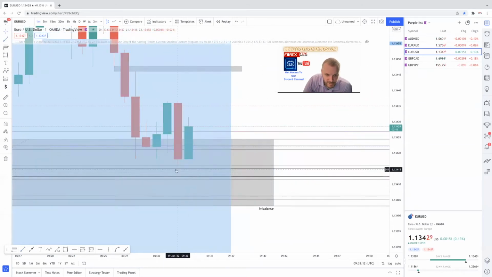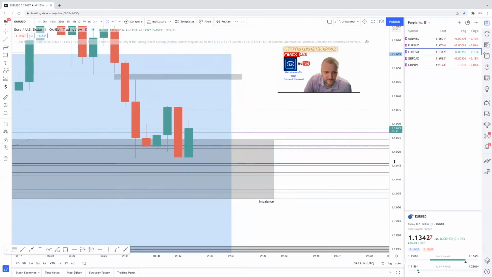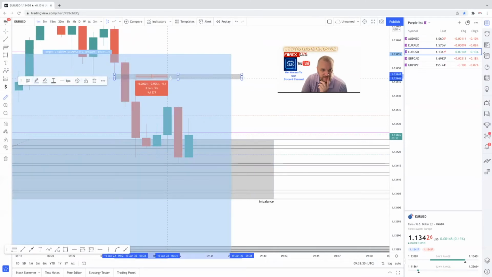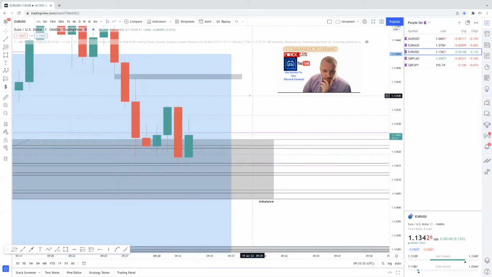There we are. It's sort of bounced off the middle magnet, or the fire zone as I call them. And it's pointless putting the fire zones up onto here because that there is an imbalanced area. It's probably not even a pip, to be fair. It's not even a quarter of a pip. But again, I would expect that to be touched in some way, shape or form, or rejected or pushed through and retested, to be honest.